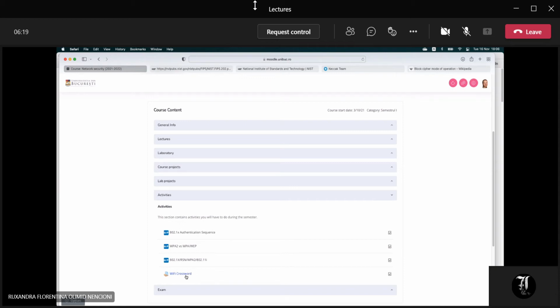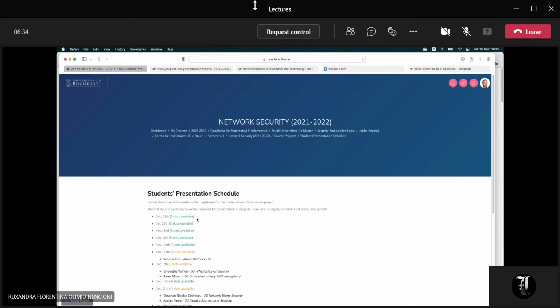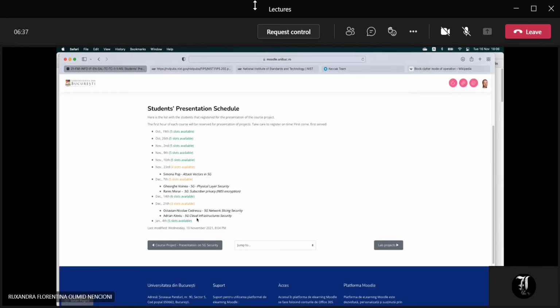So basically we finished the Wi-Fi and we started to talk about 5G, which I saw didn't help so much. There are still not too many students that registered for the course project. There are only 5 by now. So I strongly encourage you to register for the course project for the presentation. There will not be many spots available. We cannot do the course even in the exam session. So if we don't have space, we don't have space.